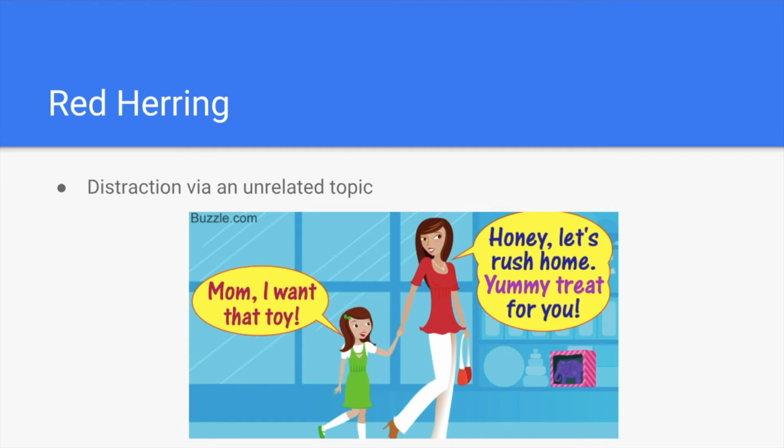Another one is red herring. Basically, this is a distraction by an unrelated topic. Just like basically throw the argument that another person is making completely off course.